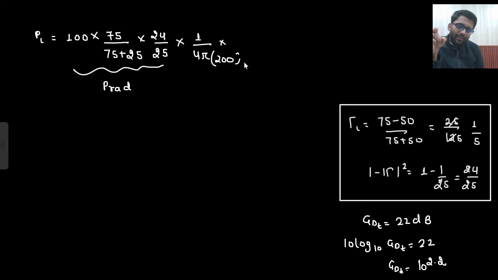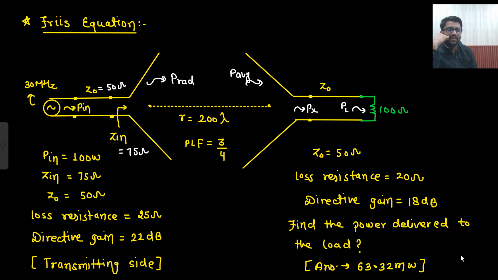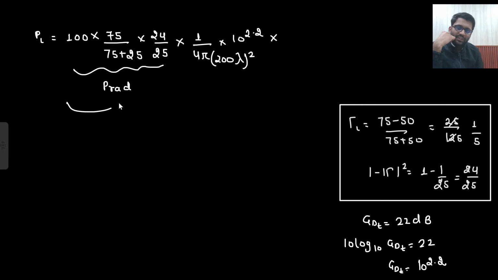200 lambda square. Now where I have P radiated upon 4 pi r square into the directive gain of the transmitting antenna, that is 10 to the power 2.2. So where have we reached? We have found P average. So this much is your P average. Say yes or no. Now I have found my P average.